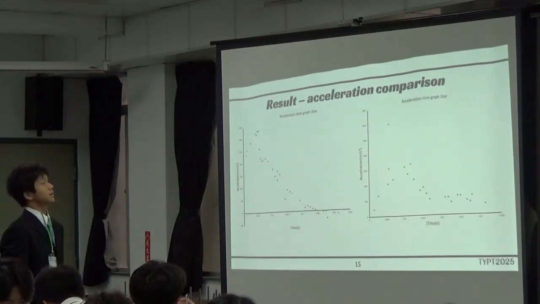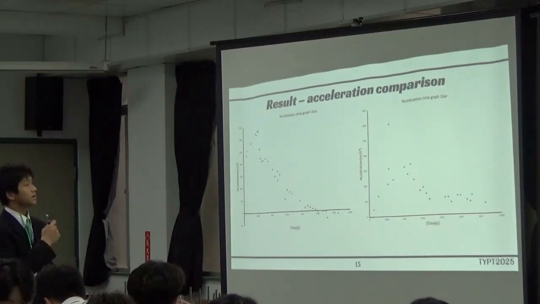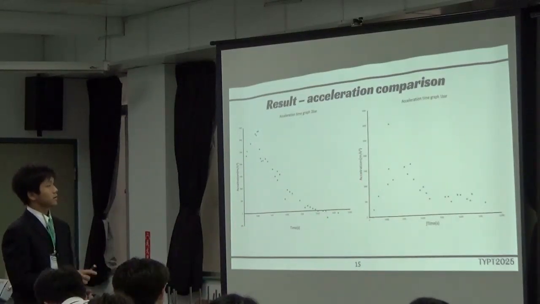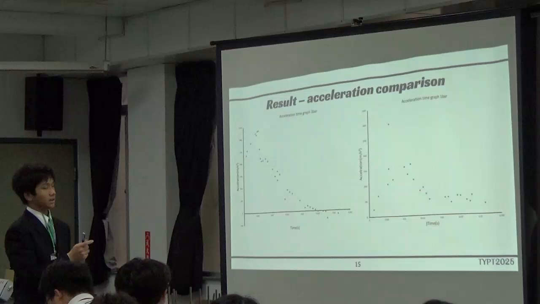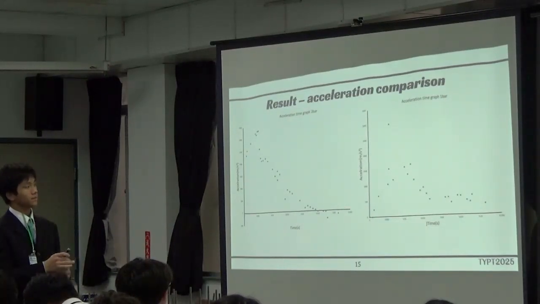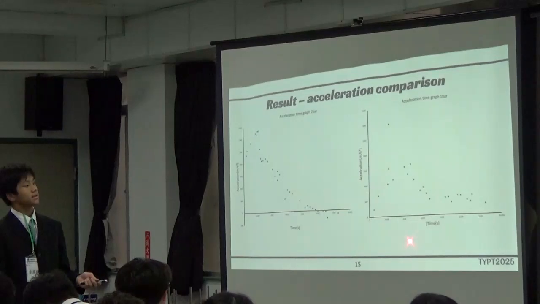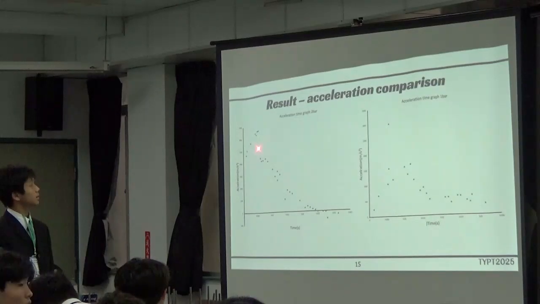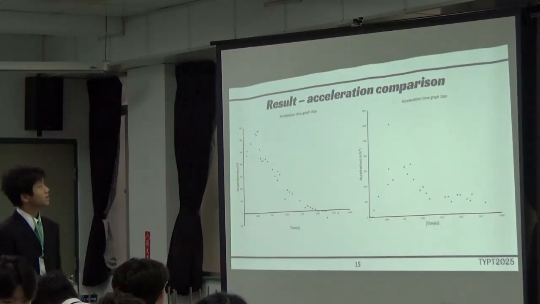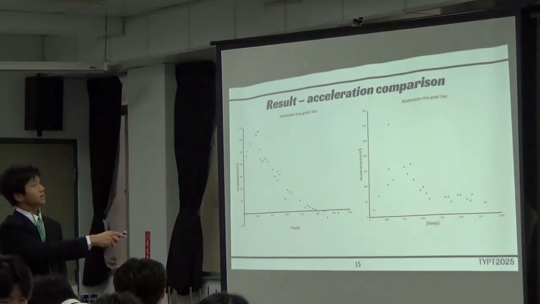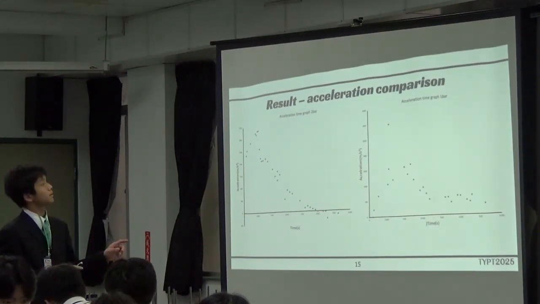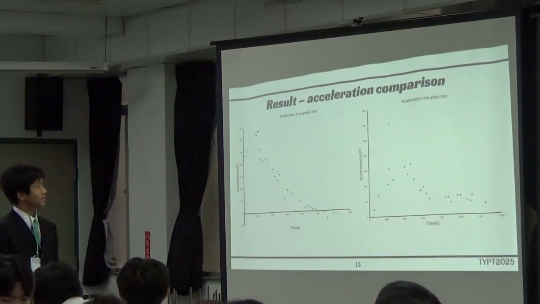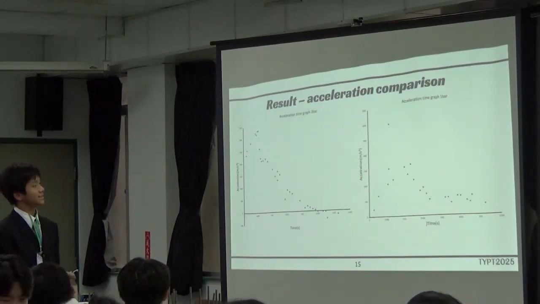These are the results of the acceleration comparison. So for this, it is calculated from the velocity chart on the previous page. That is about 1 bar, and this is about 2 bar. So you can see that the highest peak of the acceleration is higher when the pressure is higher.